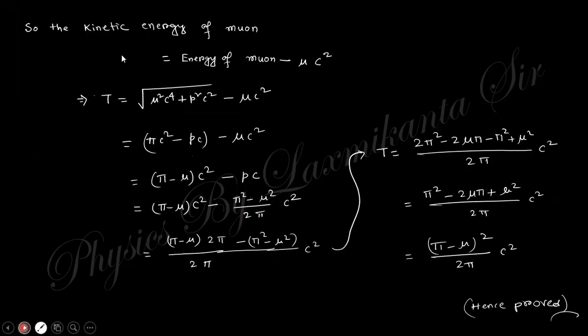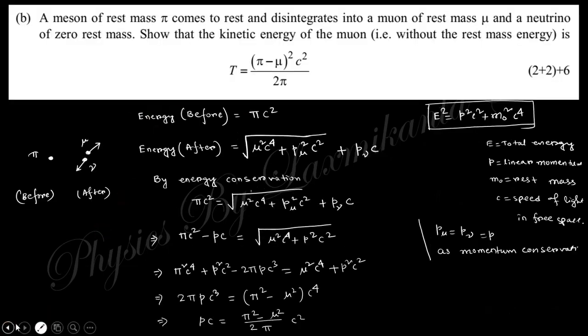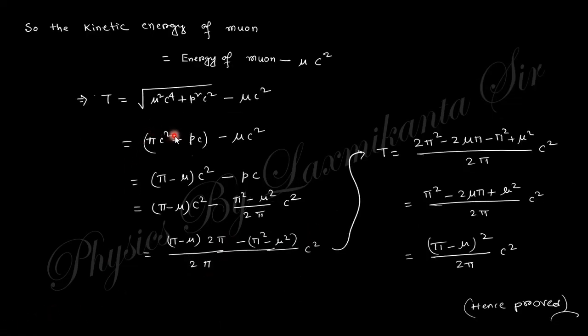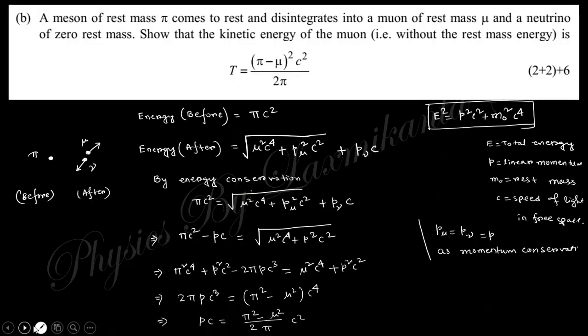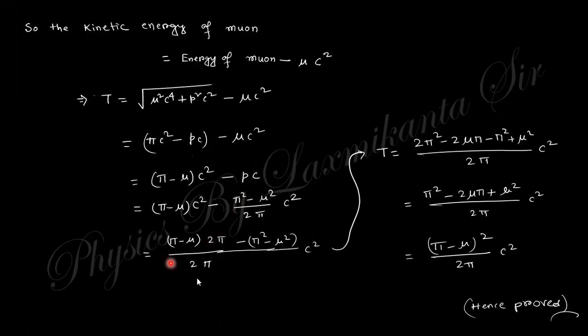After that, the kinetic energy of the muon is nothing but the energy of the muon minus m_mu c square. This is the rest energy and this is the total energy. So kinetic energy is total energy minus rest energy. So this will be nothing but the root under this one, m_pi c square minus pc. So put this value, m_pi c square minus pc, here and take these two common, and pc is already obtained here. So put this value in this expression, and you will finally obtain this expression, which is given here.